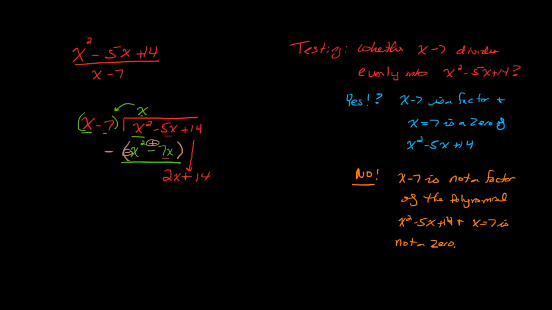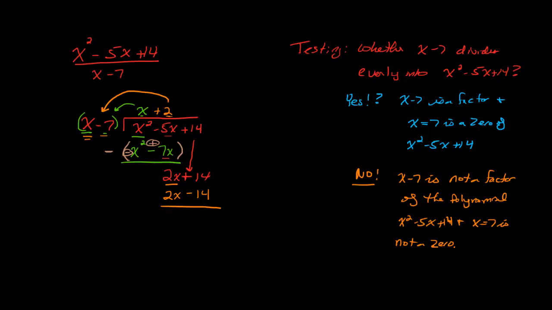Now we start from the beginning. We say, what times x gives you 2x? That's a value of positive 2. We're going to take that 2 and multiply it times that x minus 7 again. 2 times x gives me 2x, and 2 times negative 7 gives me negative 14. And now we're going to subtract these values.